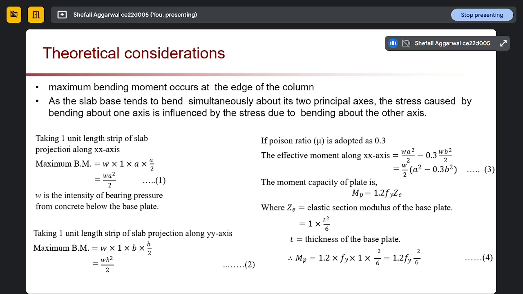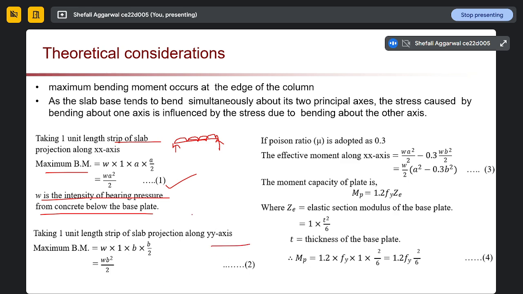Let us consider one unit length strip of a slab, and so the maximum bending moment will be given as WL square by 2. This is for our UDL, and W will be the intensity of bearing pressure. We are assuming our bearing pressure acts as a UDL, and we are taking it as a simply supported beam. So our maximum bending moment will be given as WL square by 2.